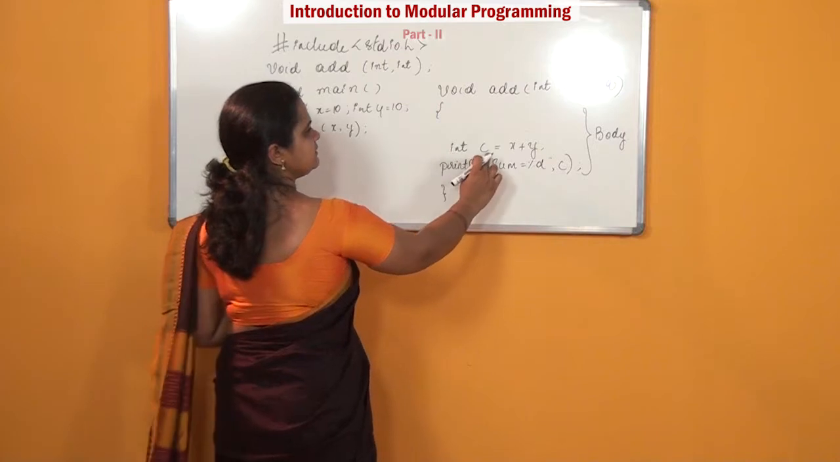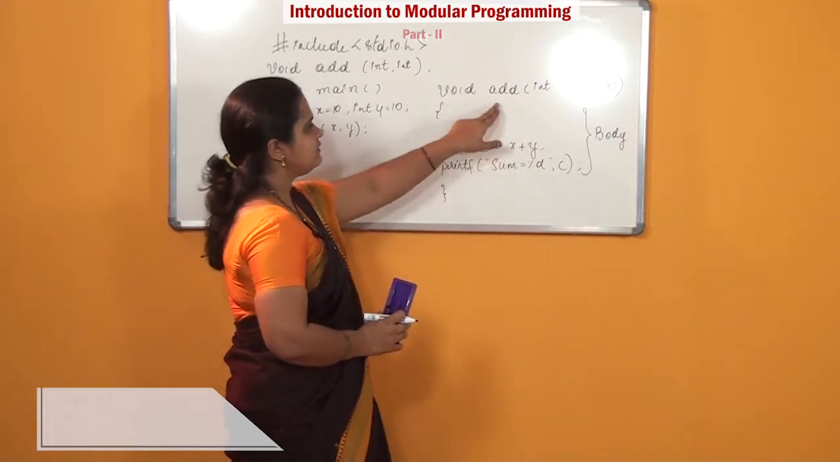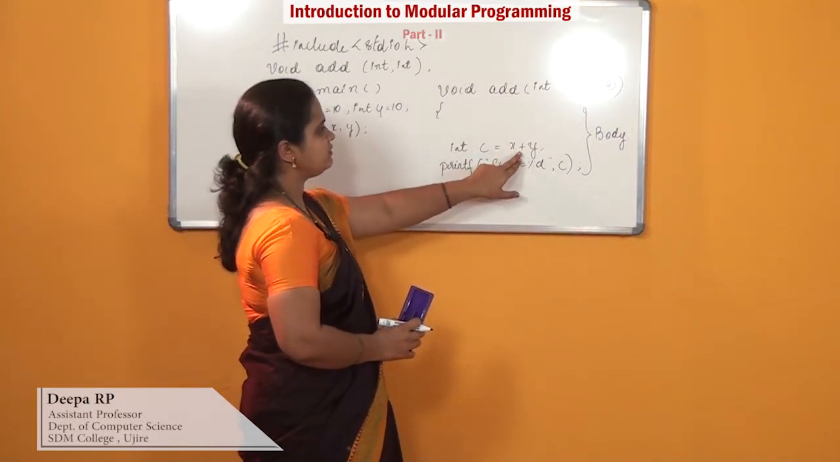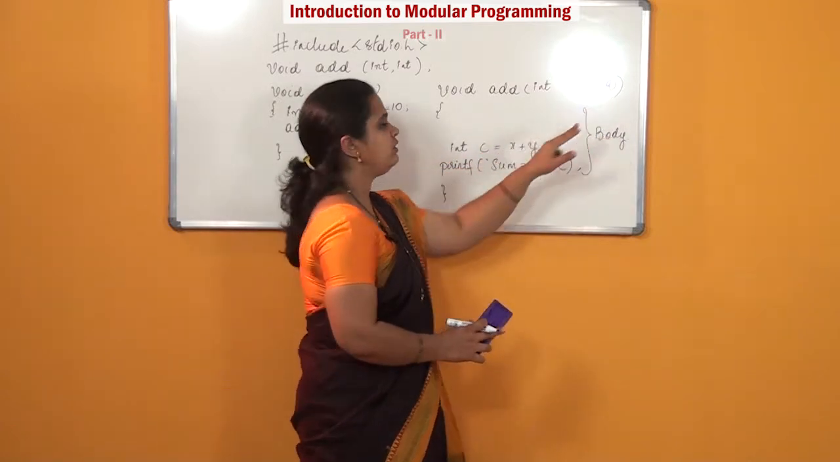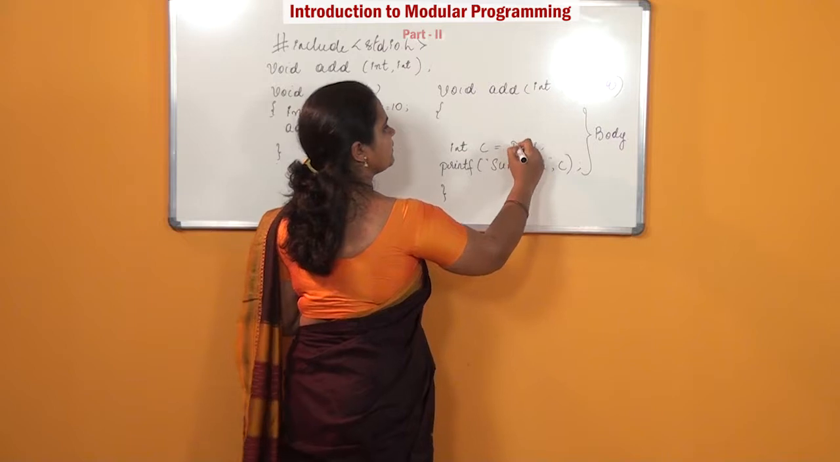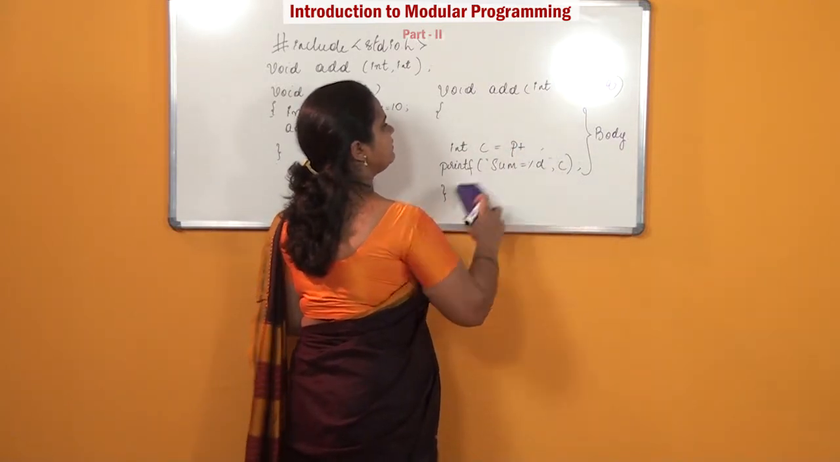And int c is what x plus y I have done. So this has to be changed because this function doesn't know what x and y are. The values that it knows are only p and q. So this x has to be replaced by p and this y has to be replaced by q.